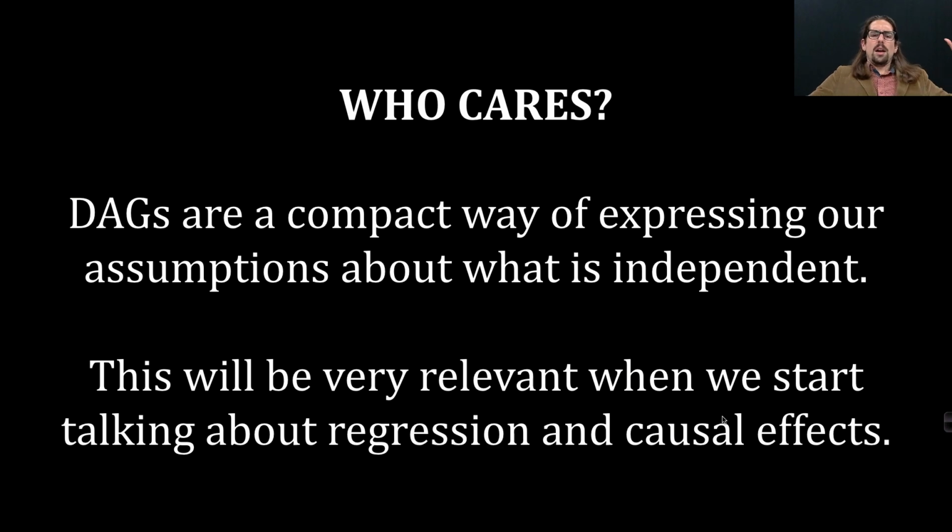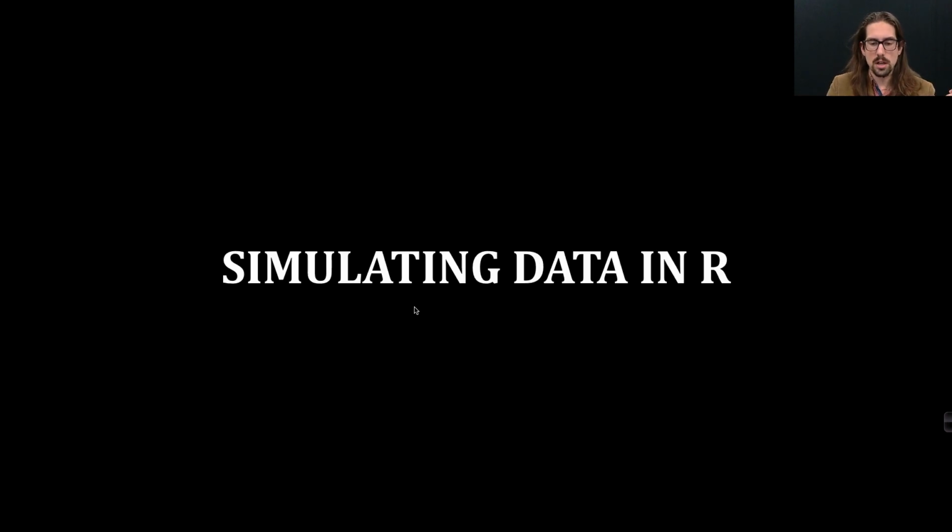All right. Circling back to the top of this section, who cares? The idea of DAGs is just to represent in a very compact, visually appealing way the assumptions about what is independent of what, and under what conditioning scenario it is independent. And right now we're just talking about independence as a way to describe a population, describe the relationships between variables in a population. But we're going to see in the second part of the course, this becomes super, super important when we start talking about regression and causal effects. And we'll have a little bit more about that at the end of this lecture.